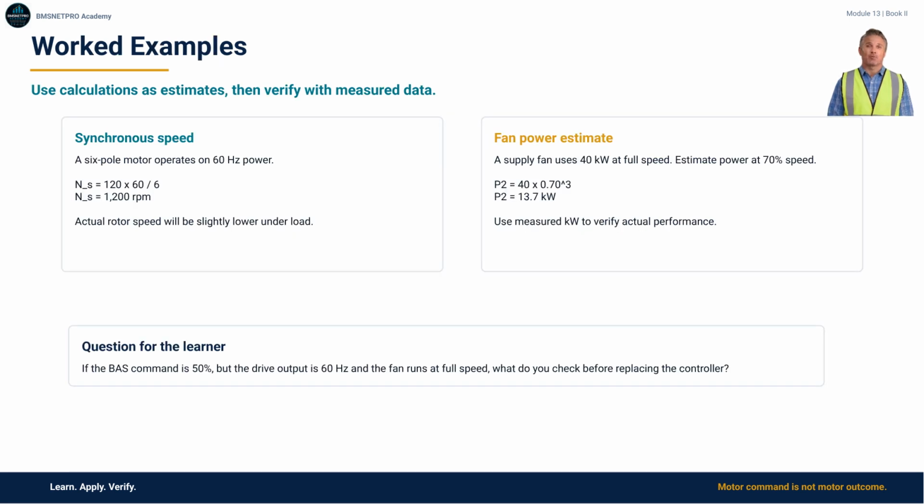These worked examples show how simple calculations support field judgment. First, synchronous speed. A 6-pole motor at 60 Hz has a synchronous speed of 1200 RPM. Actual speed will be slightly lower under load. Second, fan power. If a fan uses 40 kilowatts at full speed, a 70% speed estimate gives about 13.7 kilowatts using the cube relationship. But remember, that is an estimate. Verify with measured kW when possible.